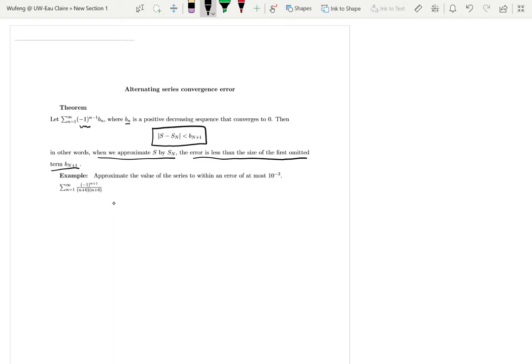Okay, since we know that S minus Sn is less than Bn plus 1, we have Bn plus 1 equals 1 over n plus 7 times n plus 9, less than or equal to 10 to the negative 3. So we want to solve this. We'll multiply both sides by 10 to the power 3, and multiply both sides by n plus 7 times n plus 9. So you get 1000 less than or equal to n plus 7 times n plus 9.